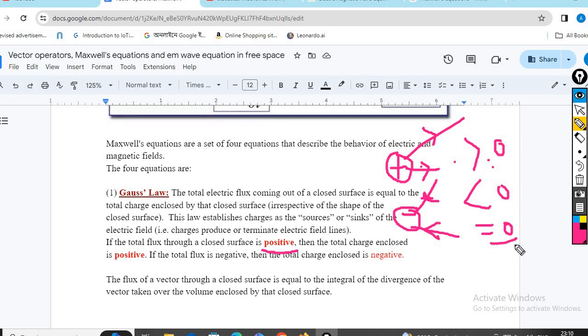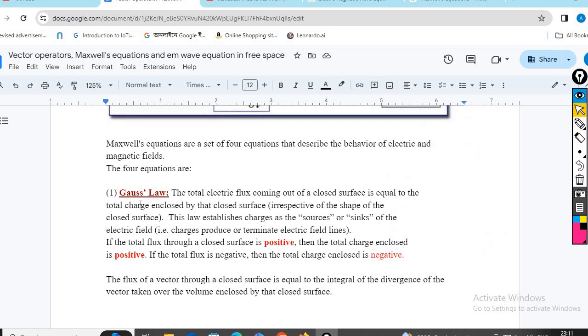And there are a number of possibilities for electric field. Divergence of electric field equal to 0, then this may be a combination of positive charge and negative charge, so no lines of forces are moving out. Or it may happen there is no charge. So the two possibilities are there. So this is the Gauss statement.